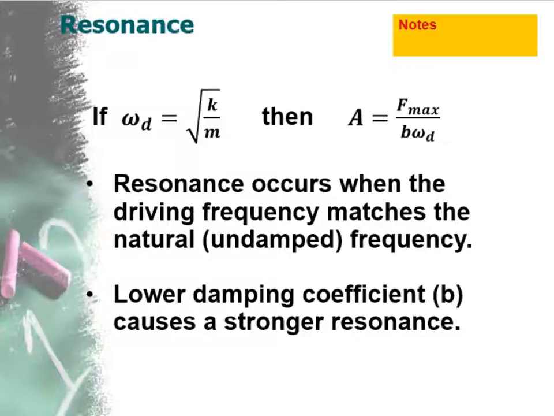So this amplitude A, when you set the driving frequency equal to the square root of k over m, actually becomes a much simpler form, where you have the maximum force divided by the damping constant times the driving frequency.